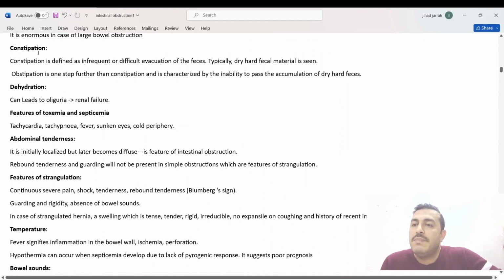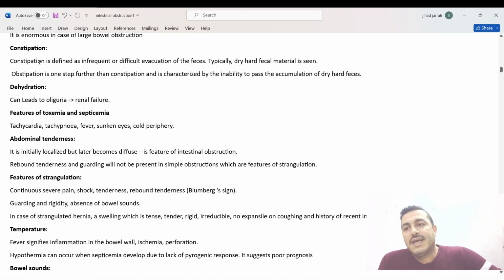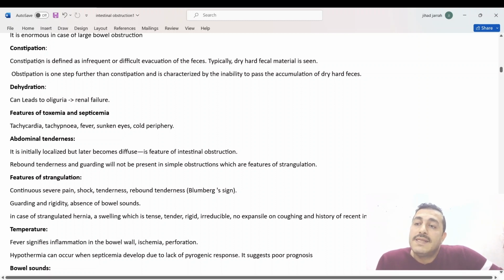Okay, constipation. Here is a nice definition, actually. What does constipation mean? I remember it from when I was a medical student: what does diarrhea mean, and what does constipation mean? Painful defecation or rare defecation? What's the normal rate of defecation? Actually, constipation is defined as infrequent or difficult evacuation of the feces.